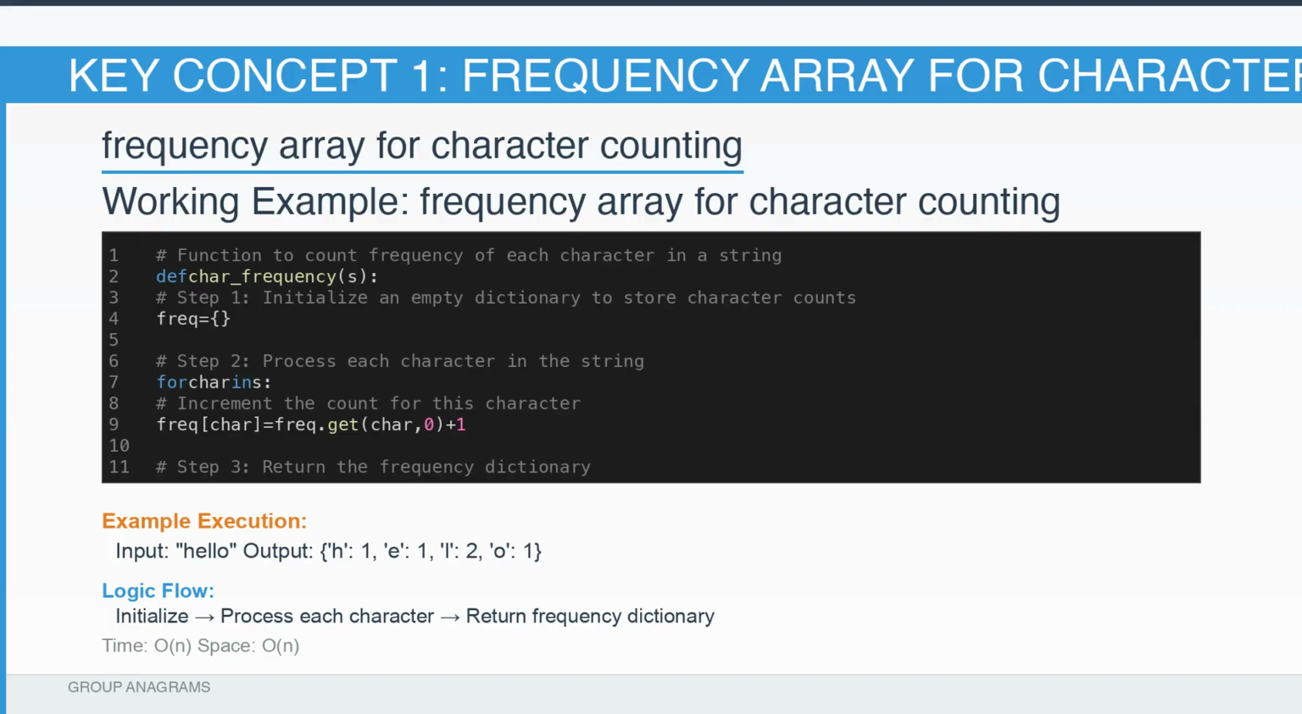For example, if we pass the string hello into our function, we get a result that shows H appears once, E once, L twice, and O once. This method is particularly useful for problems like grouping anagrams, where understanding character counts is essential.